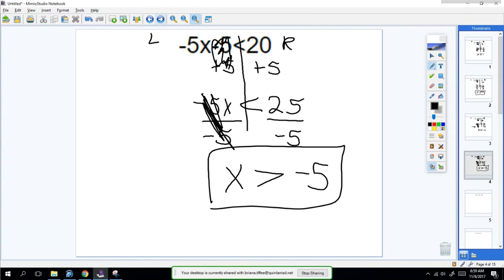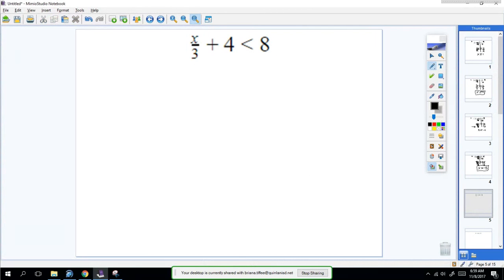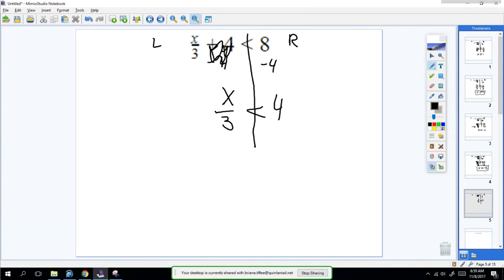All right, let's try another one. So you're going to draw your line. I've got a left side, I've got a right side. I'm going to look at the left side. I'm going to subtract 4 from both sides since it's being added. So this is going to cancel out. You get x divided by 3 is less than 8 minus 4, which is 4. Since this 3 is being divided, you're going to do the opposite, and multiply both sides by 3. This cancels out. You get x is less than 12.